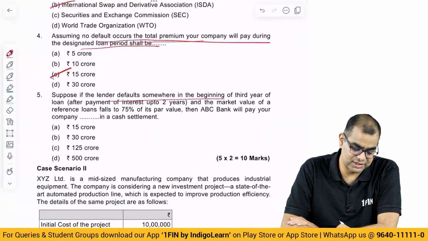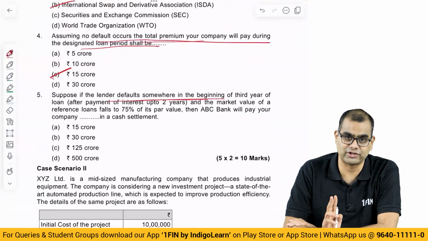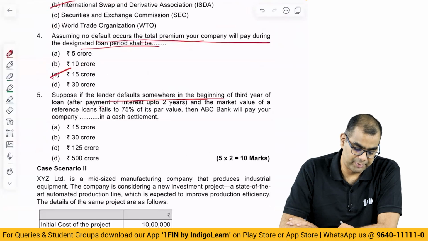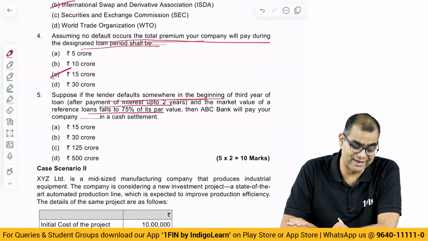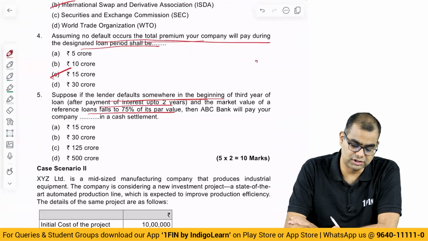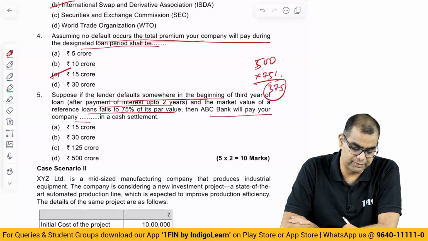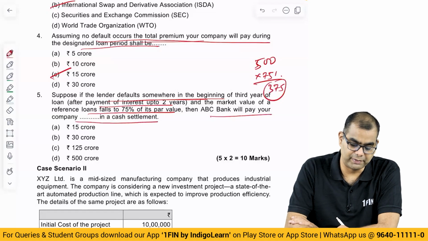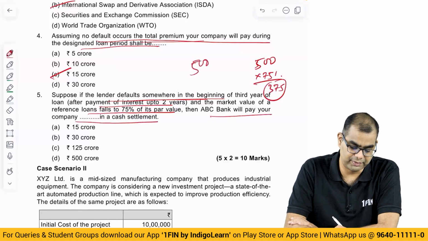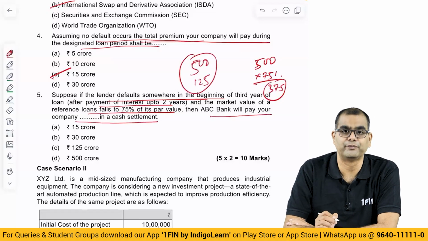Suppose the lender defaults somewhere in the beginning of the third year, so for 2 years you have paid, after payment of interest, so 2 years interest also paid, and the market value of the reference asset falls to 75%. So 500 falls to 75%. So it falls to 75 into 5 is what? 375. Then ABC will pay your company how much in cash settlement? Will they pay you 500 or will they pay you 125? That is the question.